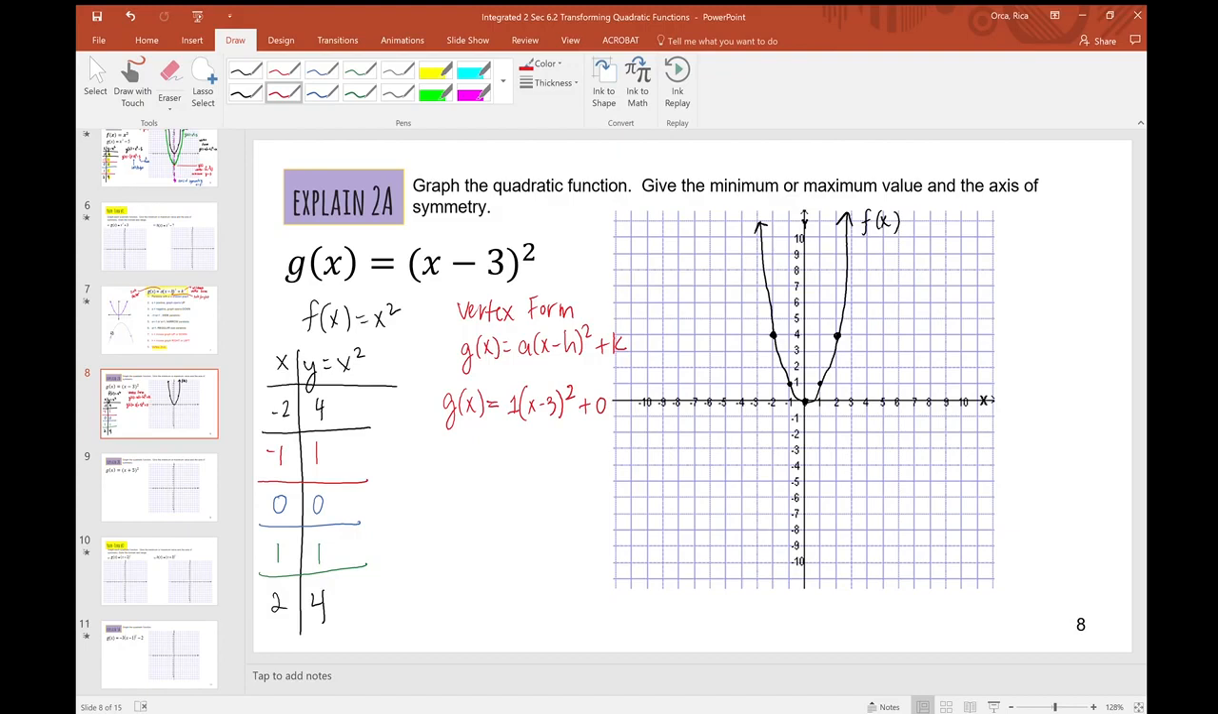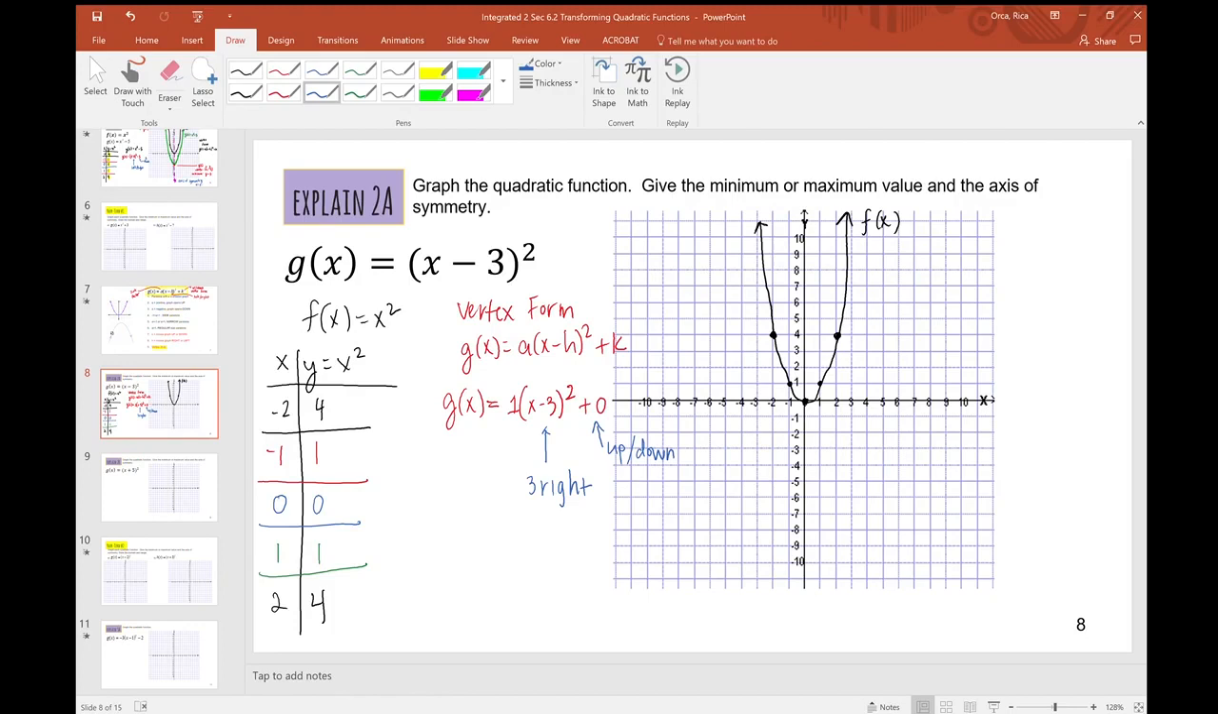Now let's label our parts. We have that -3. That -3 will move the graph either left or right. The thing about parentheses is that it lies. So instead of going 3 to the left, you're going to be moving 3 units to the right. And we have that +0. That's either going to move the graph up or down. But since we're not moving anywhere, it's at 0. It's neither.